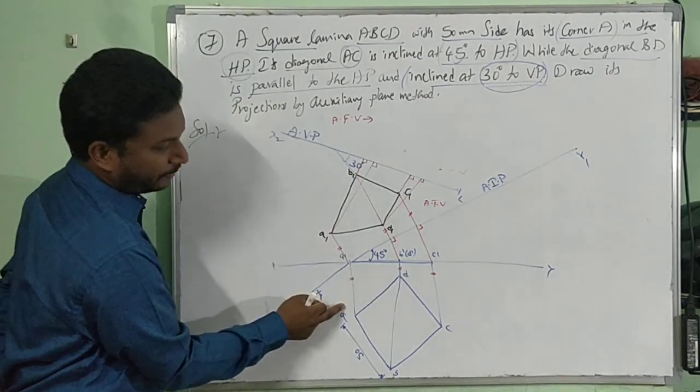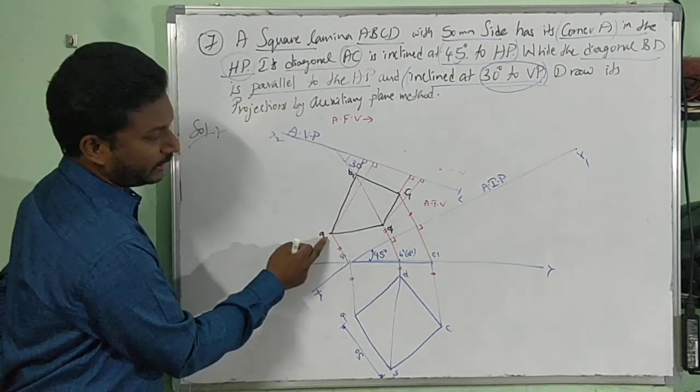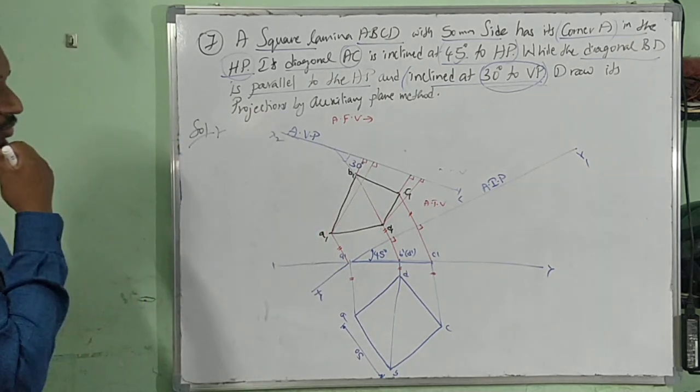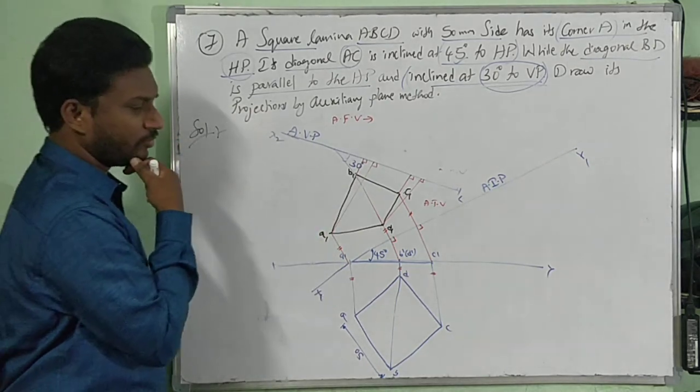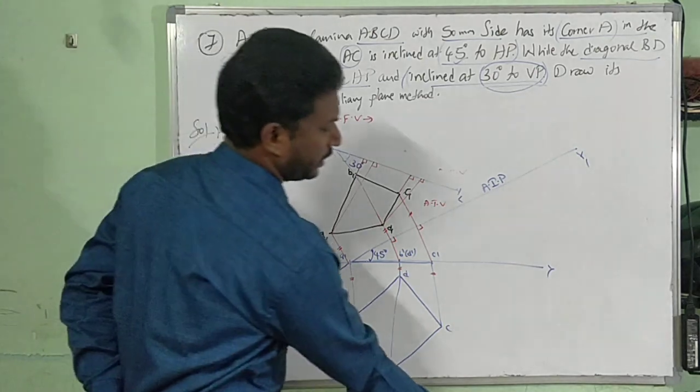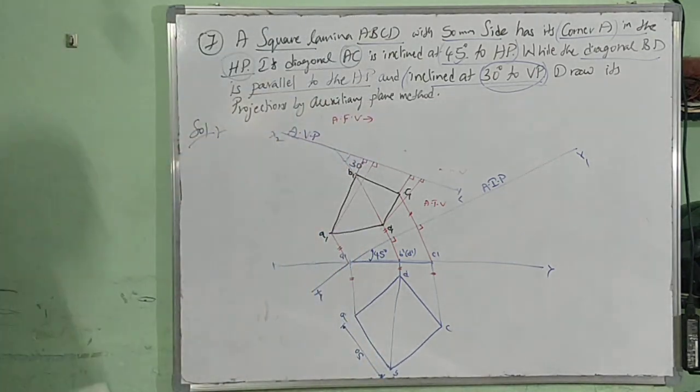Here extension should happen for top view. Here extension should happen for front view. Right? Where front view you have to extend? To which front view you have to extend? Please look at this. We are supposed to draw from x2 y2, from x1 y1. From x1 y1, where are a dash, b dash, c dash?